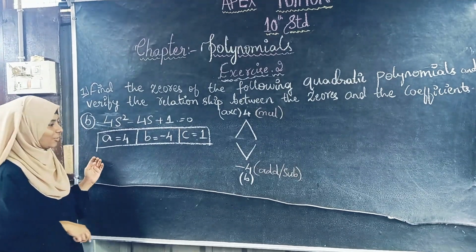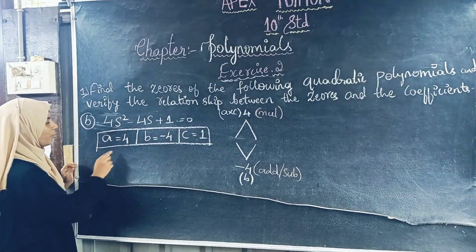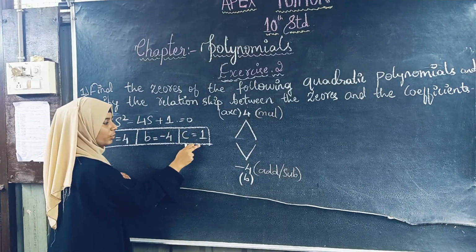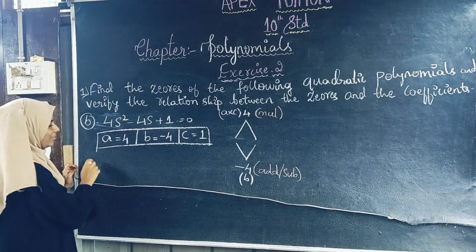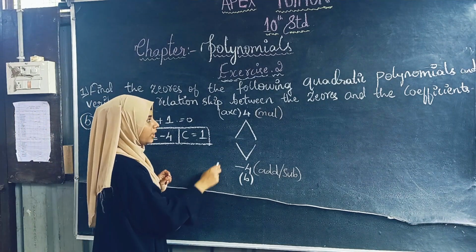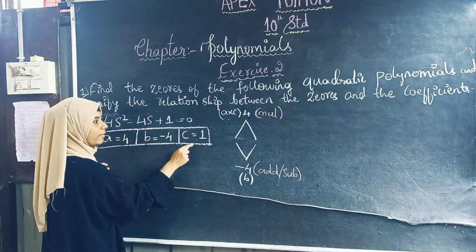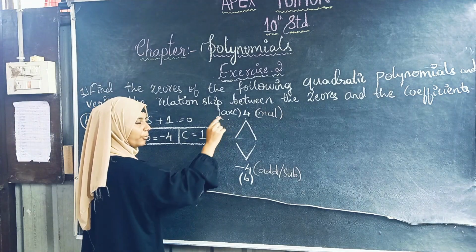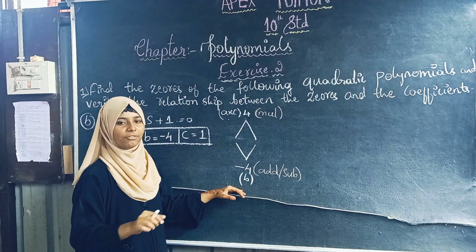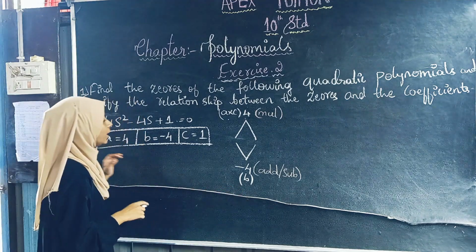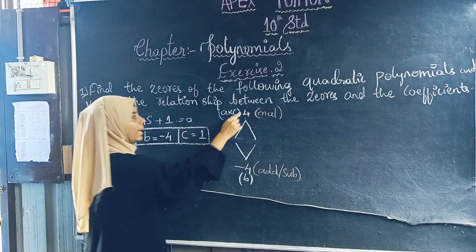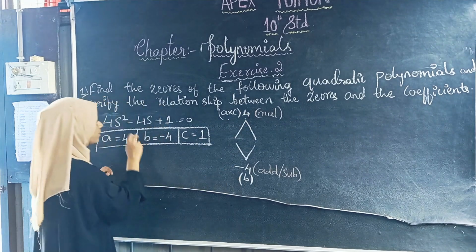Let us move to the second question. Here a value is 4, b value is minus 4 and c value is 1. Now we have to do the tree method. We will multiply a and c, and we will get 4. When we multiply a and c, we have to get the answer b. Here a and c, here 4 and here 1. 4 into 1 is 4. Here b is minus 4.